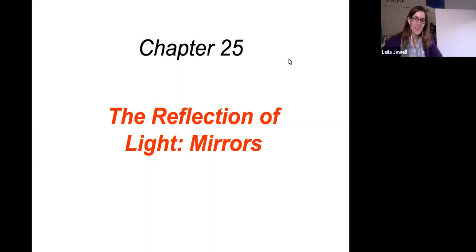Hey everyone, starting chapter 25, which is a continuation. In chapter 24, we saw that light consists of oscillating electric and magnetic fields. Together they make up light, and now we can see how light itself behaves once you've made it. So we're going to look at the reflection of light specifically, or what happens anytime light encounters mirrors.